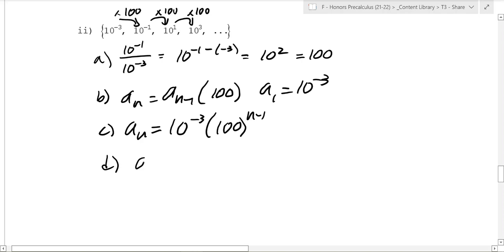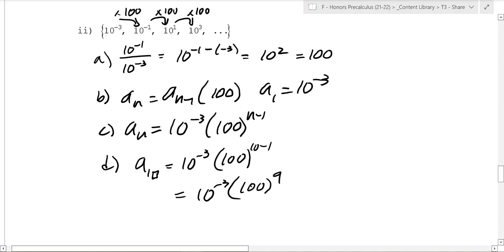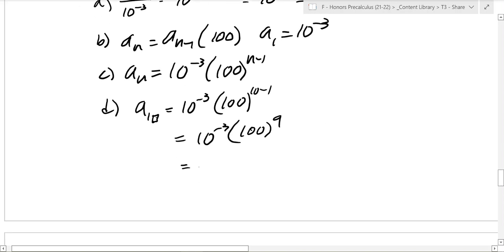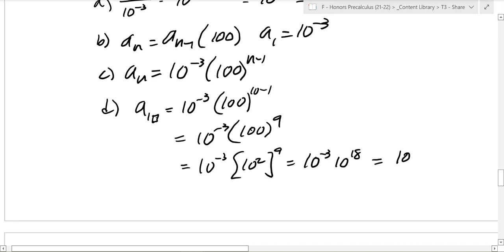So then D, what would a sub 10 be? This is where it comes in handy. It'd be 10 to the negative 3 times 100 to the 10 minus 1. So it's going to be 10 to the negative 3 times 100 to the 9th. And you can simplify this. 100 is 10 squared, to the 9th. So that's going to be 10 to the negative 3 times 10 to the 18th. You add the exponents and you get 10 to the 15th. So yes, you need to know your powers.